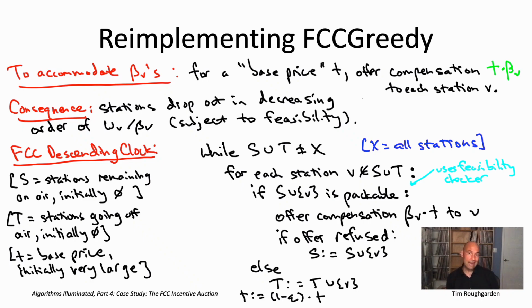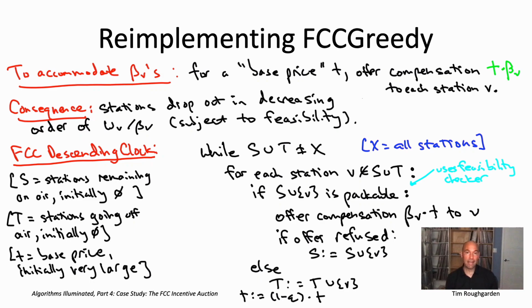Well, first of all, if we're now at the point where there's no room for the station little v, if we cannot accommodate it along with all the stations in capital S that are already committed to being on the air, at that point we need to commit to taking V off the air. So if the feasibility checker fails to pack V along with all the stations in capital S, that means we're going to put this station in the set capital T. So that station will not be going on the air at the end of the day. So that's how V gets added to capital T.